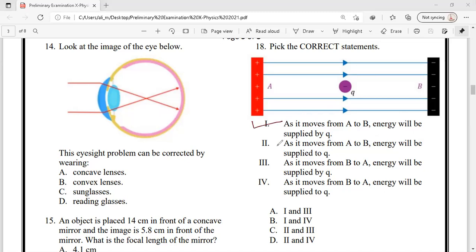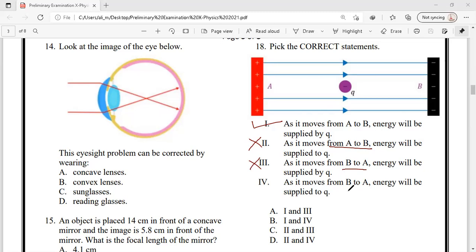This is the correct one because charge is moving in the direction of electric field. In part 2, as it moves from A to B, energy will be supplied to the charge. This is incorrect because from A to B, it is the direction of electric field. In condition 3, as it moves from B to A, energy will be supplied by Q. This is incorrect because from B to A, it will be opposite to the direction of electric field.